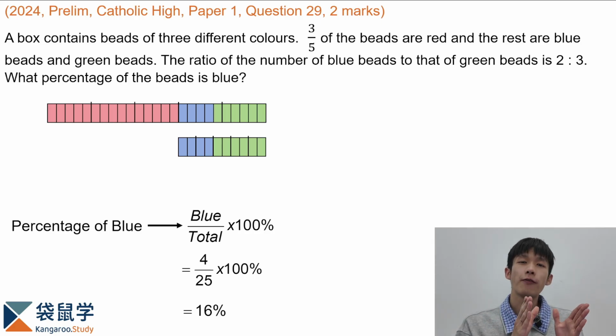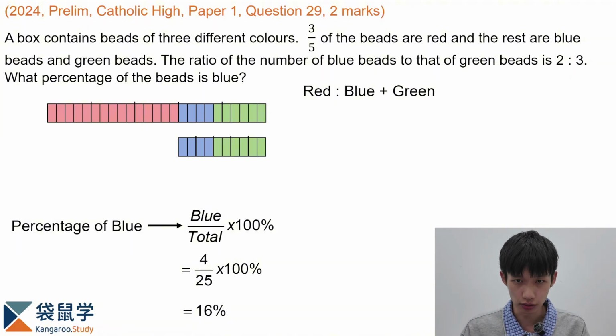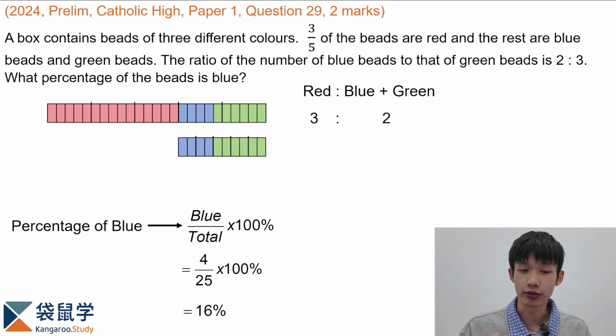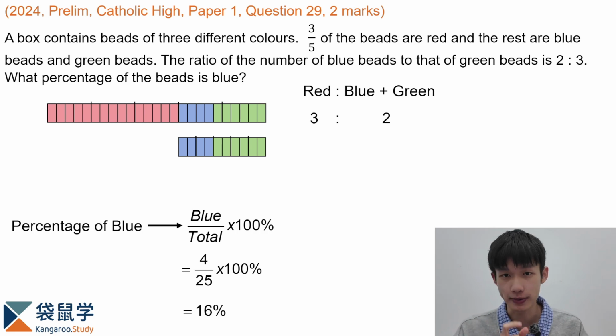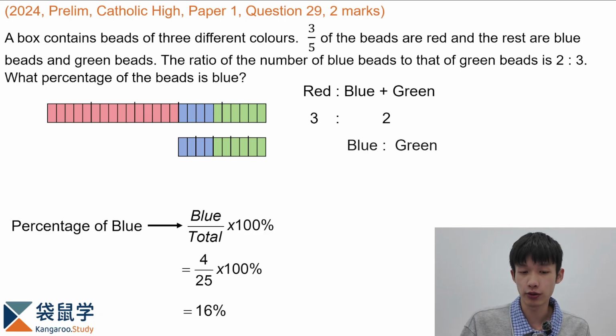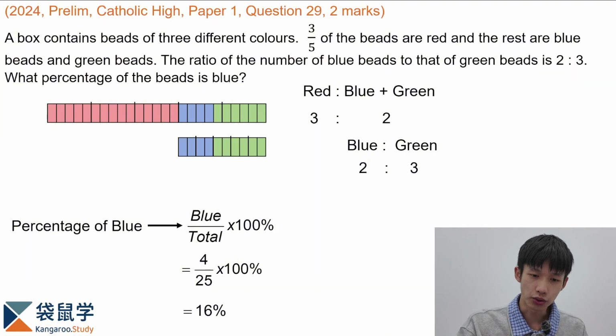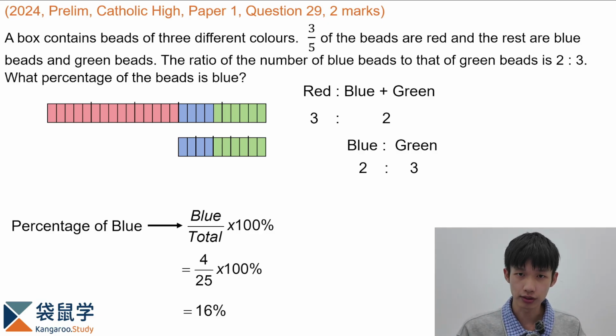Over here, we have one method which is drawing models. But let me introduce another method, directly using ratios. At the very beginning, we have red beads to blue beads and green beads. So if we find the ratio between these 2, what should the ratio be? Red is 3 units, and blue and green will be the remaining 2 units. It's not 5. 5 represents the total. And among the blue and green, we have another ratio which is 2:3. If we need to compare all 3 of them, do we just write 3:2:3, red to blue to green? Can we do so?